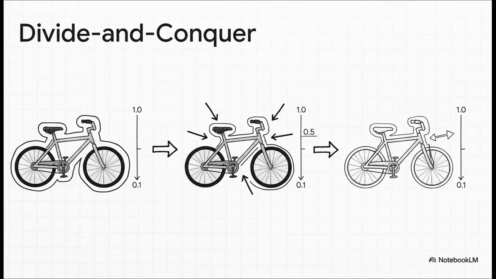Let's dig into that divide and conquer strategy, because it's pretty brilliant. The AI starts by finding the big, obvious objects. Then it looks inside those objects to find their component parts. And it doesn't stop there. It keeps going deeper, looking for even finer details within those parts.